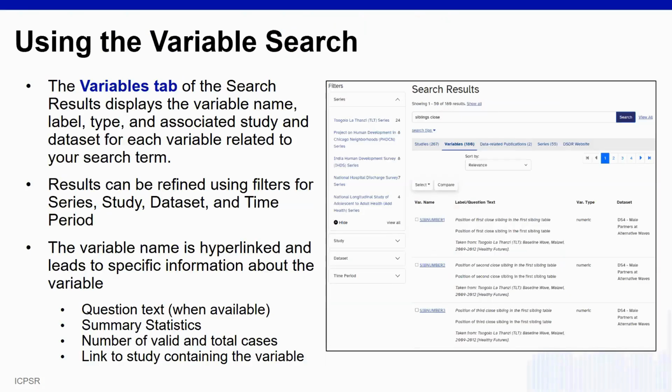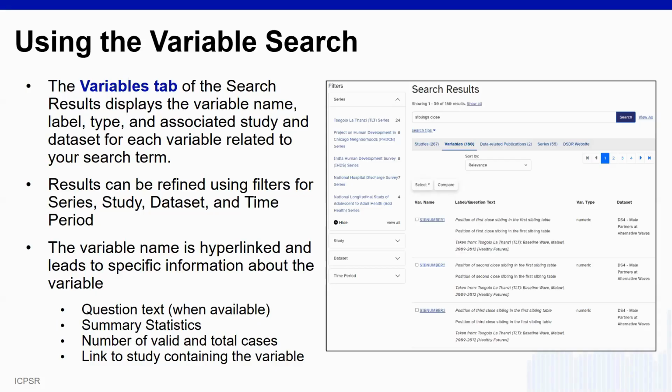Using the data search will return results grouped into different tabs, and the variable tab shows information about each variable that matches your search term, including the variable name, label, type, and the study and data set that it comes from. On the left side of this page, you'll find filters that allow you to narrow your search results by data series, study, name, data set, or time period. These filters can help you home in on the most relevant results.